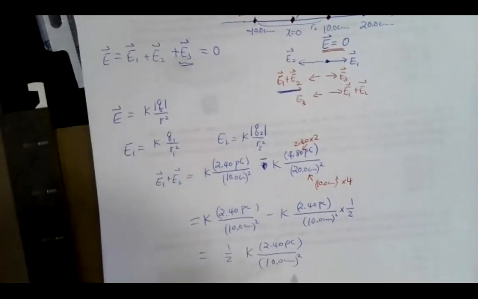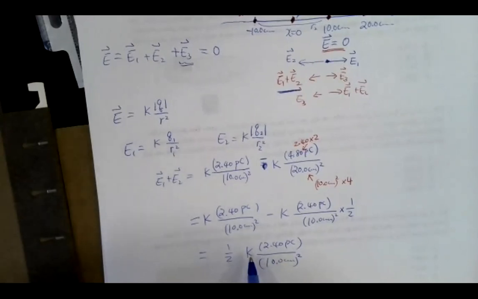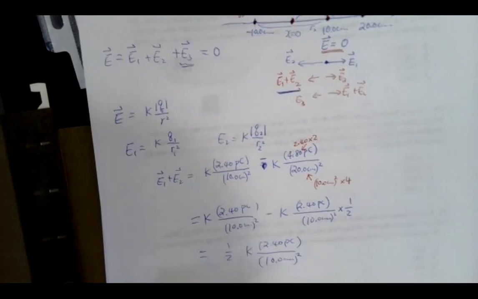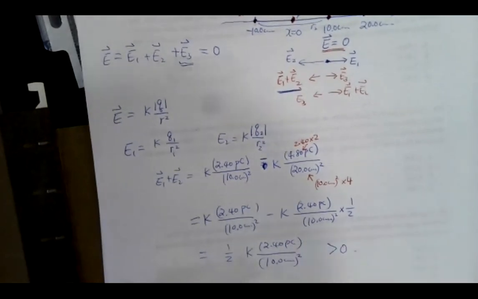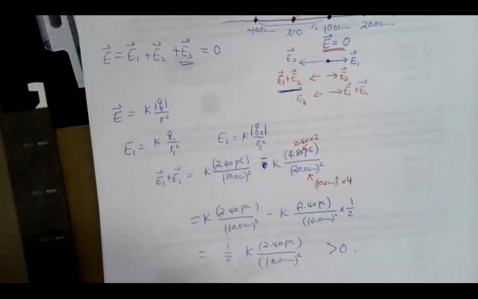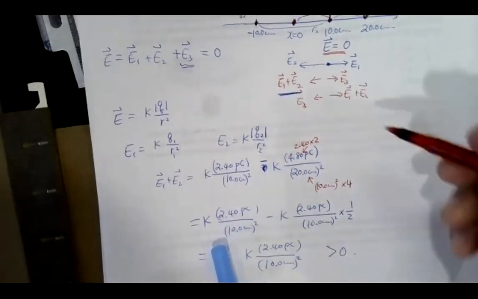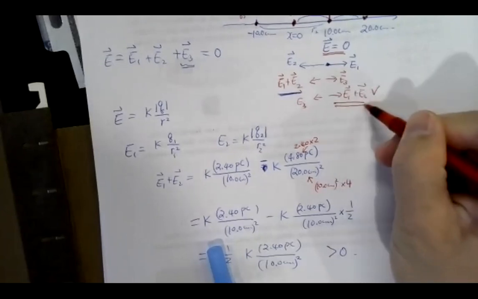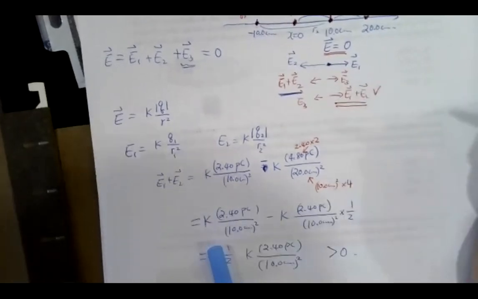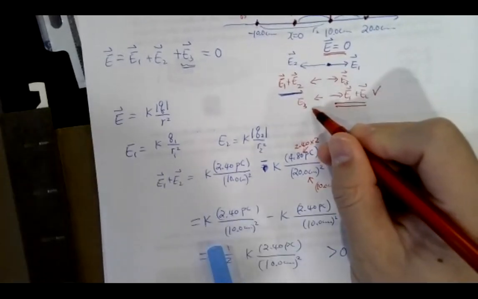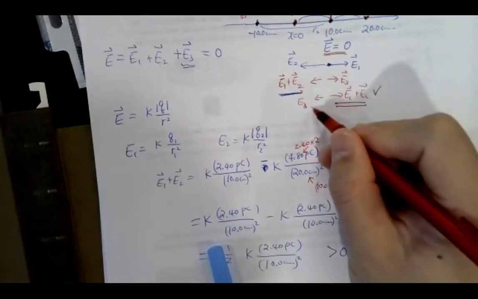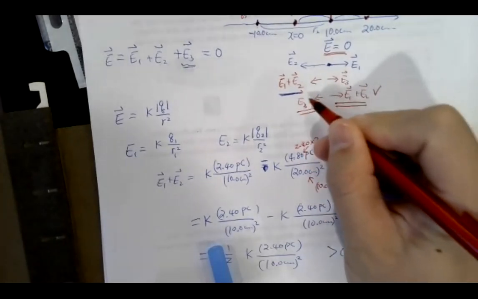So this will be positive. Now K is a positive number. It's 8.99 times 10 to the 9, or 9 times 10 to the 9, okay? So it will be positive. All right. So E1 plus E2 is positive. That means we are having this scenario over here. E1 plus E2 is pointing towards the right. So then E3 has to point in this direction. Okay. So this is what you would have for E3.